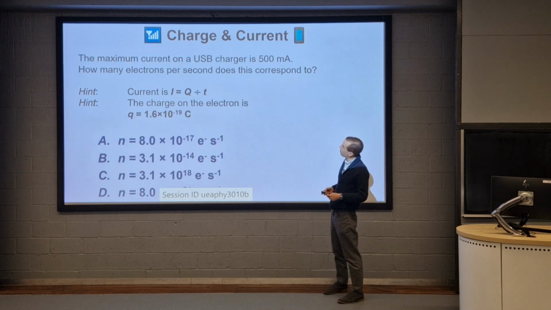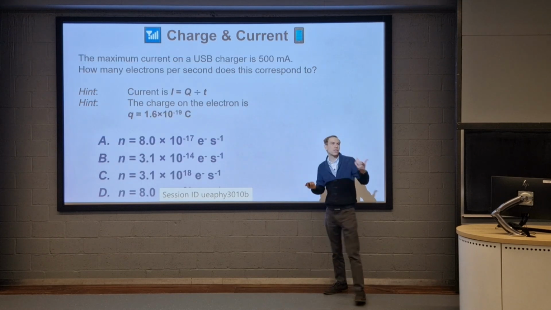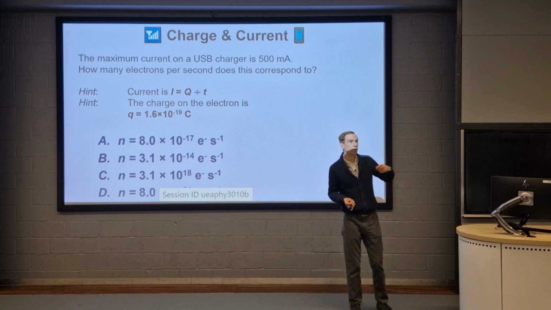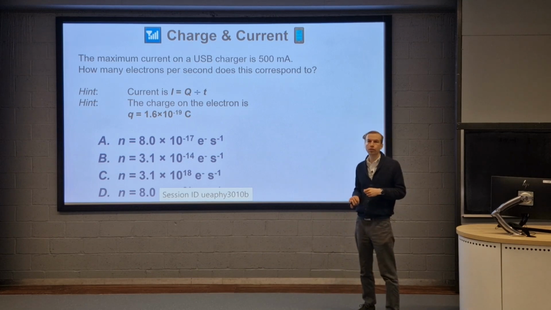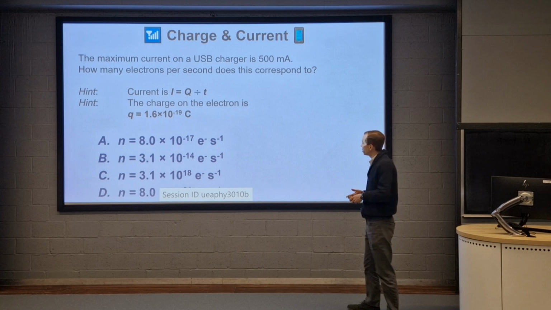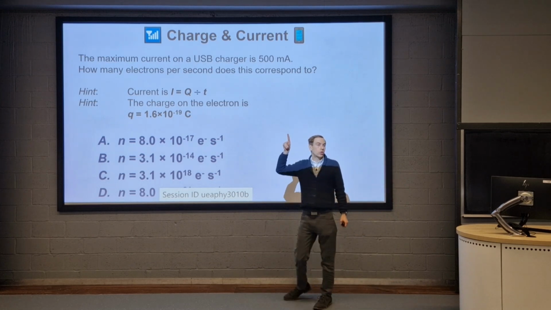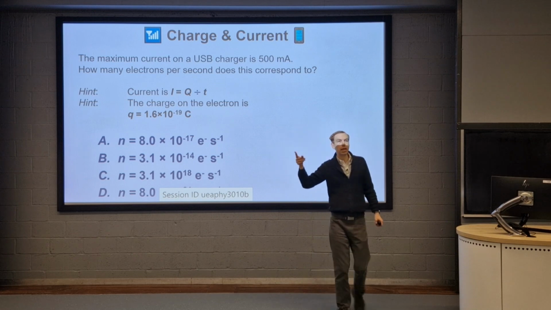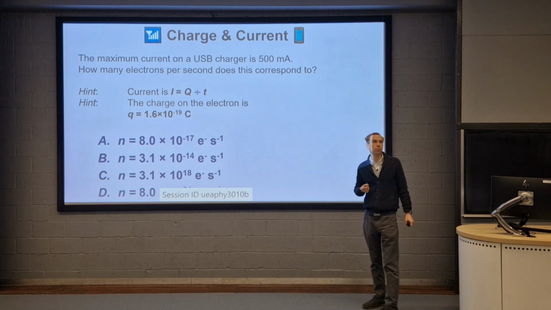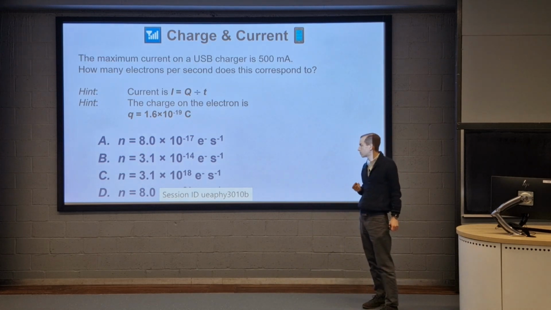So suppose we think about a USB charger. I guess everybody's got a USB charger, right? What you use to charge your phone. Now, suppose on our USB charger, the maximum current might be 500 milliamps. Okay, 500 milliamps of current.